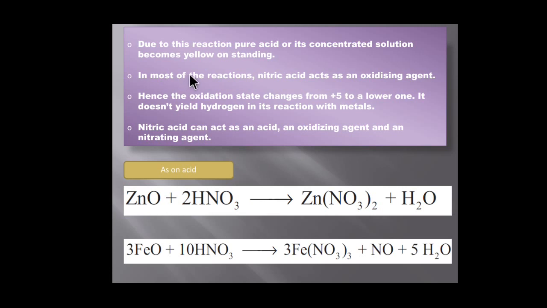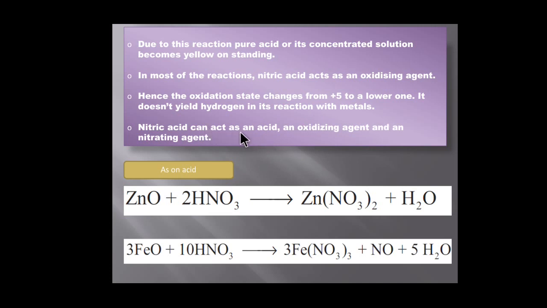In most reactions, nitric acid acts as an oxidizing agent. Just underline: acts as an oxidizing agent. Hence, the oxidation state changes from +5 to a lower one. It does not yield hydrogen in its reaction with metals. Is it clear? It does not yield hydrogen in its reaction with metals.